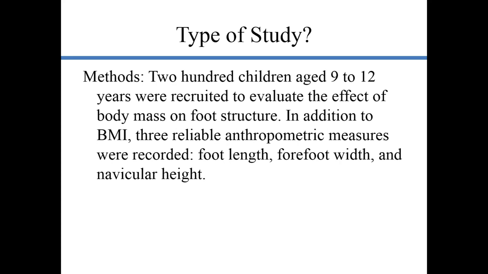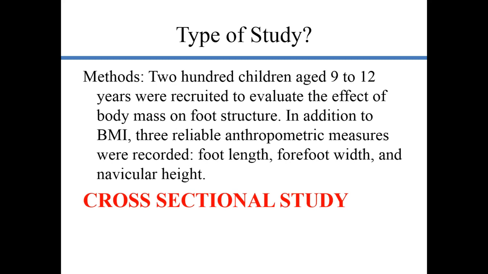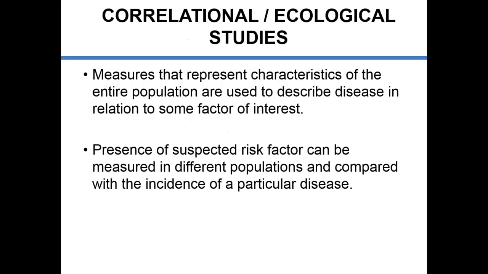Now it could be a cross-sectional study or an ecological study. It depends on what the unit of analysis is. Are we dealing with individual data or are we dealing with group data? Well, if you say individual data, you're correct, because we are looking at 200 children aged 9 to 12 years, and they were recruited and we took measurements. It's individual data. So if it's individual data and it's non-directional, it is a cross-sectional study.